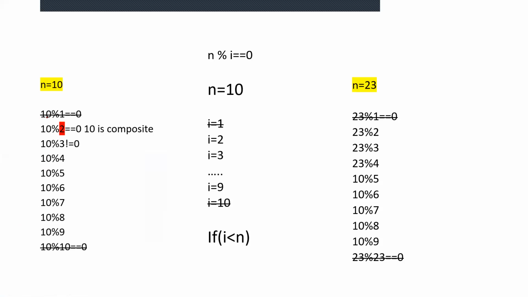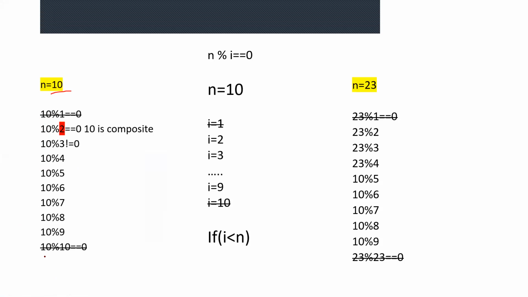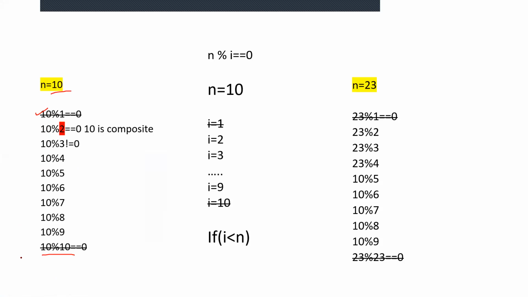So you will be dividing the number. Suppose I want to check whether 10 is a prime number. What do I have to do? I have to divide 10 by 1, 10 by 2, 10 by 3, like that, I have to check all numbers up to the number 10. Everyone knows that it is completely divisible by 1 and 10, right?